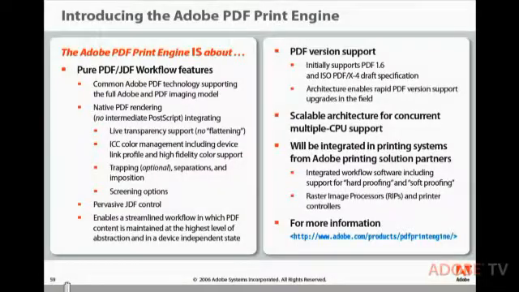So here's a summary of what the PDF Print Engine is about. It's about pure PDF and JDF workflows, native PDF rendering, no intermediate steps with PostScript and having to dumb your file down so it fits within the PostScript model. Live transparency, no flattening, live ICC color management, including device link profile and high-fidelity color support. Trapping, which is optional, can be done in RIP separation, and imposition, screening controls, etc. It supports initially PDF 1.6, so that's Acrobat 7 format, and is part of the ISO PDF/X-4 draft specification. And the architecture enables rapid PDF version support upgrades actually in the field.